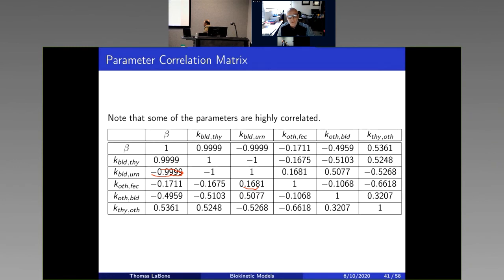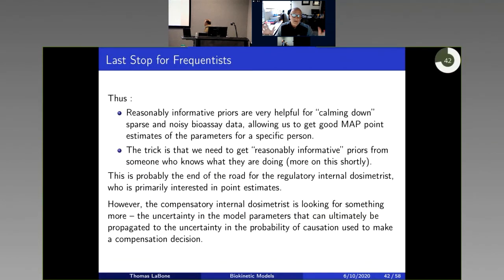Well, and I have some better plots of this later when we do the full Bayesian analysis. Okay, so the point of this is that reasonably informative priors are very helpful for calming down the sparse and noisy bioassay data and allow you to get good MAP point estimates of these rate constants for a specific person.